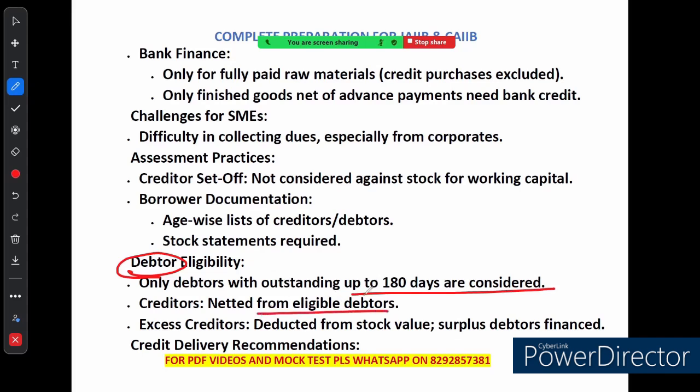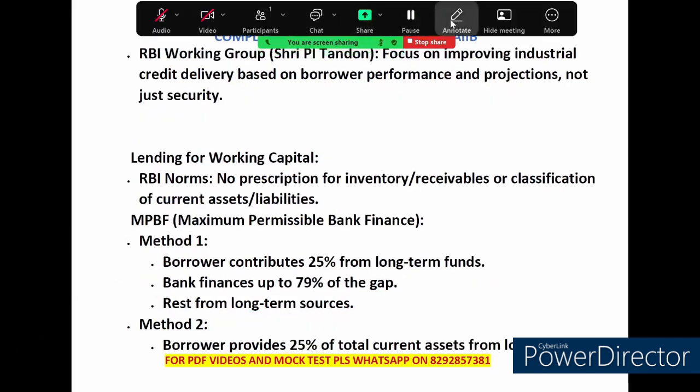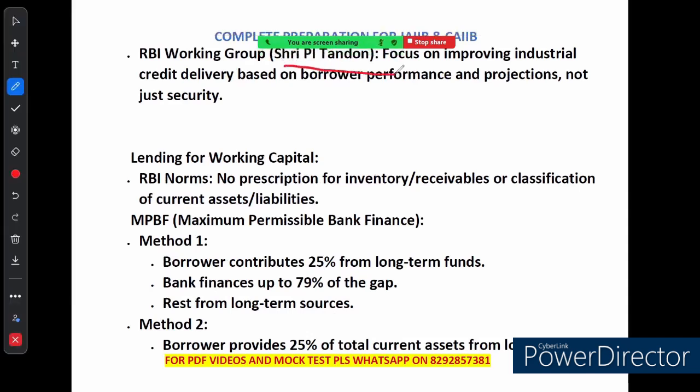right, when calculating the loan. The RBI recommends that banks focus more on how well a business is performing and what its future projection looks like, rather than just looking at the security the business offers, right? So this is the RBI assessment, right? The RBI working group, which is Shri P L Tandon. So you can see what they have shown. Okay, borrower performance. Now lending for working capital, that is called RBI norms.